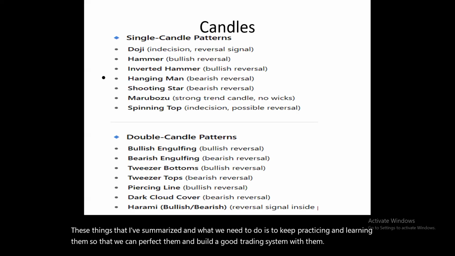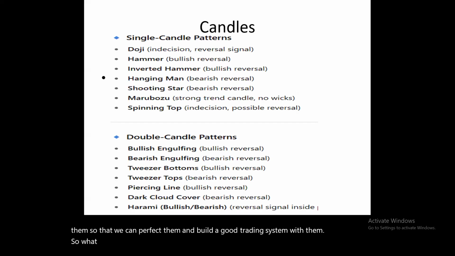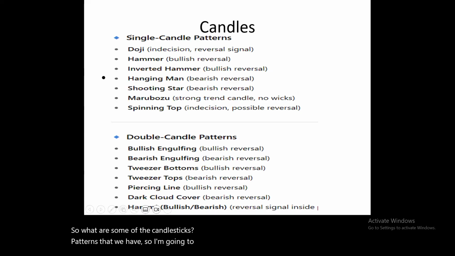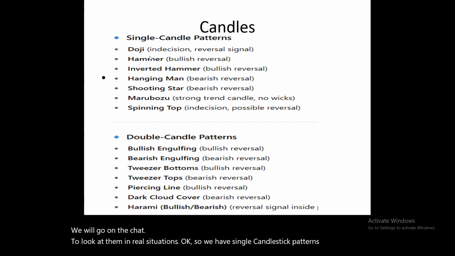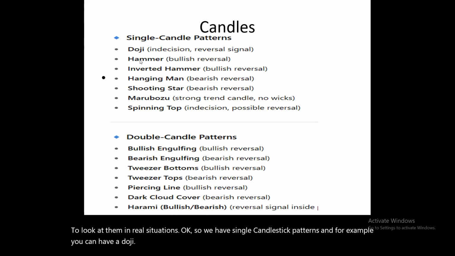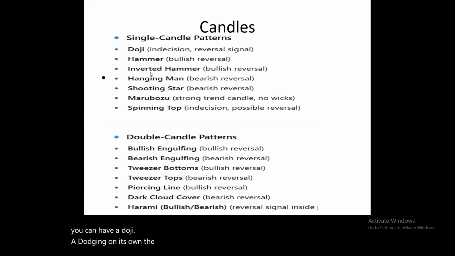So what are some of the candlestick patterns that we have? I'm going to just mention them, but we'll go on the chart to look at them in real situations. We have single candlestick patterns. For example, you can have a doji on its own, the hammer, the inverted hammer, the hanging man, the shooting star, and the Marubozu, a strong trend candle. It has a candle with no wicks.